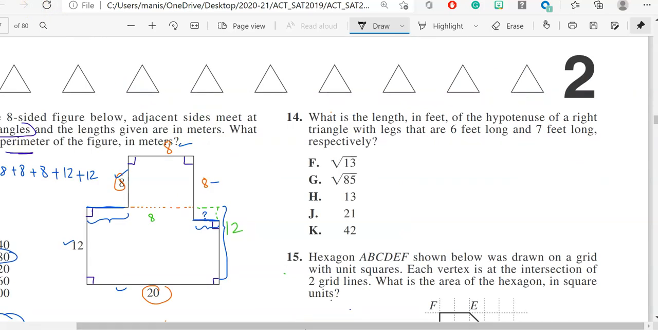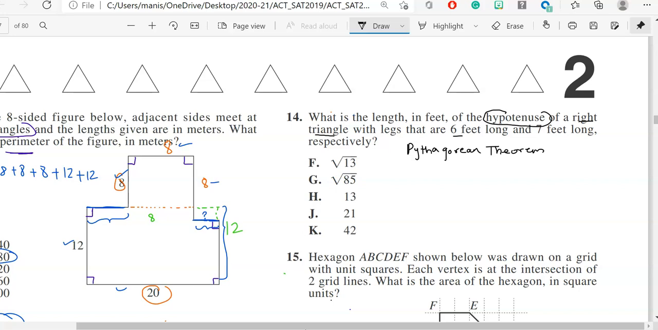Question number 14 says, what is the length in feet of the hypotenuse of a right triangle? Do remember, whenever a question talks about a right triangle and the hypotenuse, this means we will use the Pythagorean theorem. So what is the Pythagorean theorem? In a right triangle, the sum of the squares of the two legs is equal to the square of the hypotenuse.